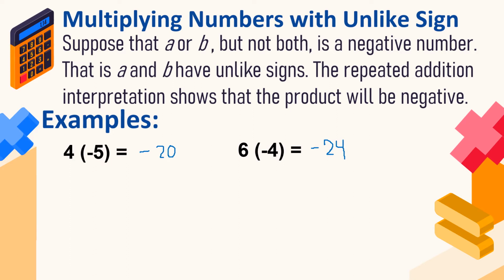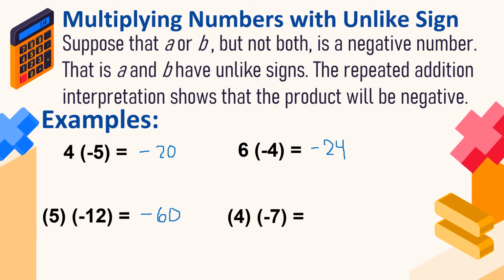The answer will be negative 24. Next, 5 times negative 12. So different sign, kaya ang result ay negative. And 5 times 12 will be 60. That's why the final answer will be negative 60.